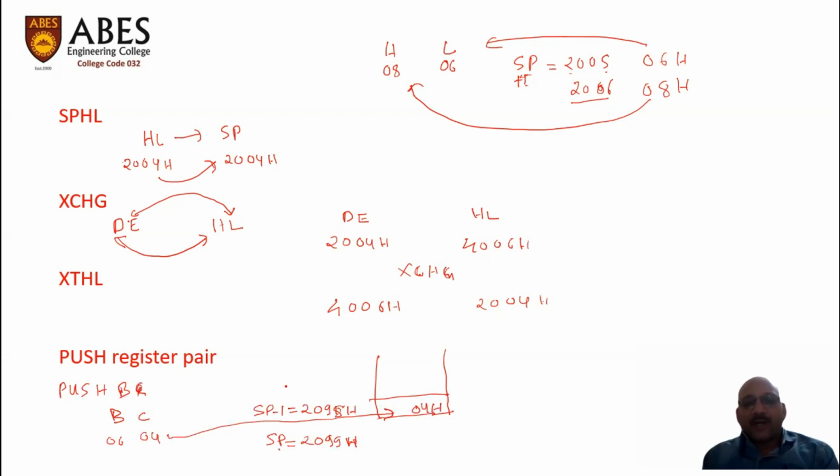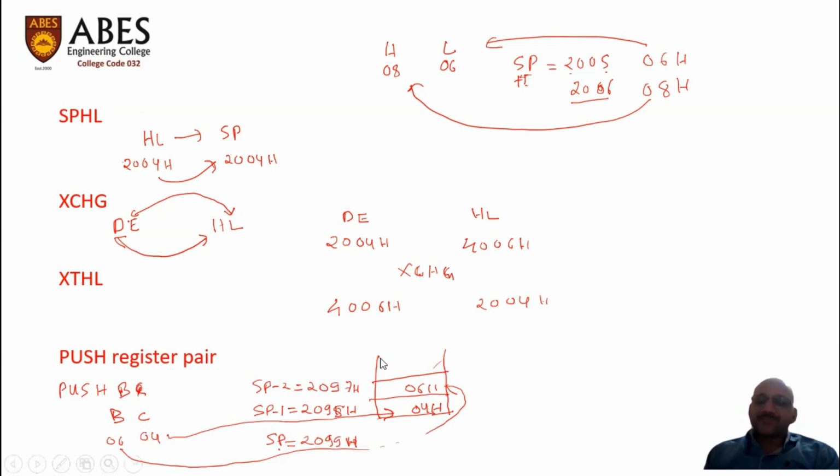Now the stack pointer is again decremented by 1, and the next address will be 2097H. After that, this value 06 will be stored here. Okay. So in this manner, the value of the BC register pair will be stored in the stack area.